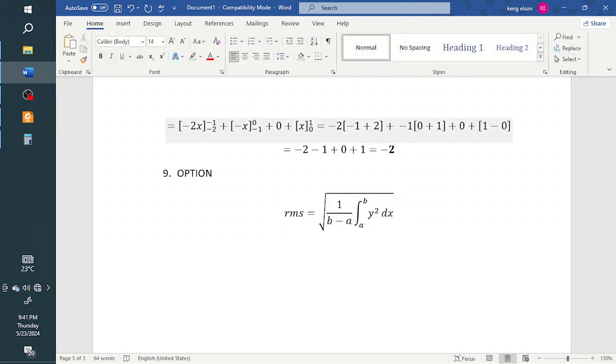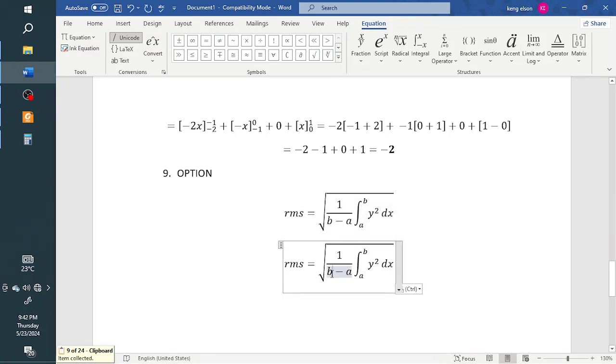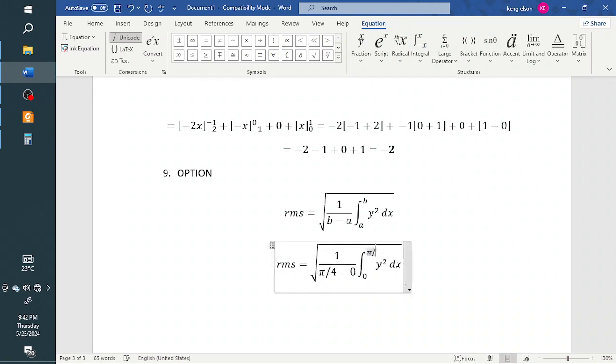So in this case, you clearly see that the interval is 0 to pi ln 4. So the root mean square will be, what I need to do is replace b with pi ln 4 because that was the upper bound. I replace a with 0. I replace y with sine x. So this gives me sine squared.